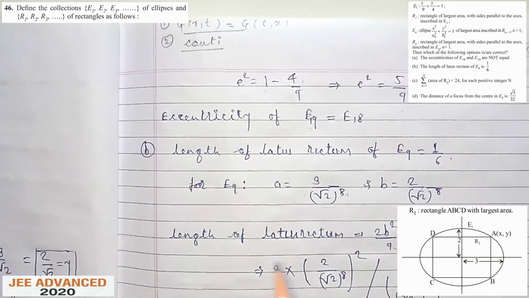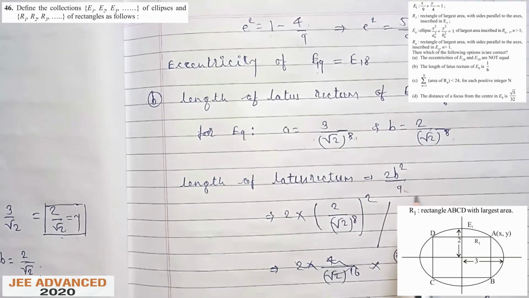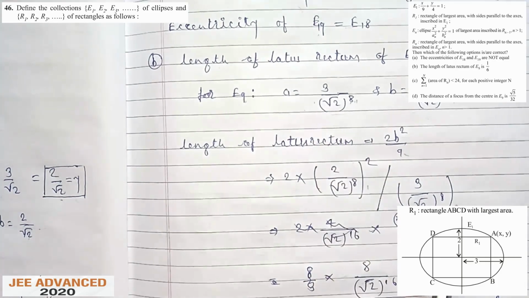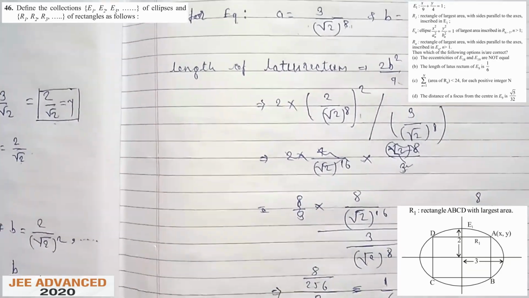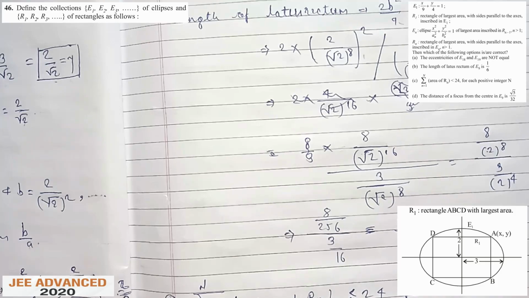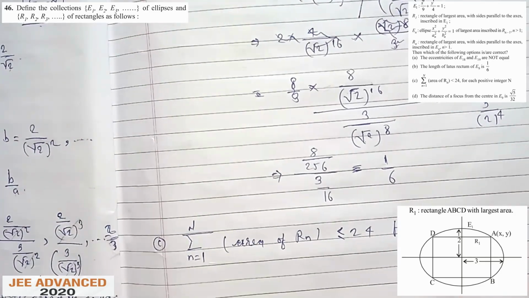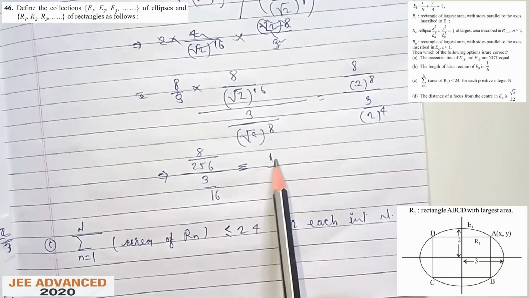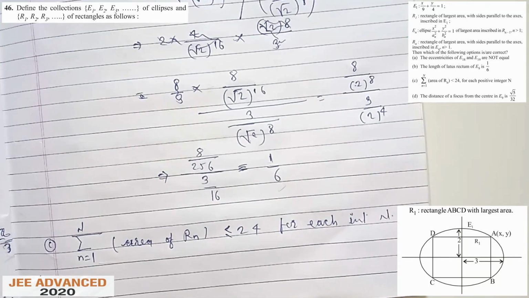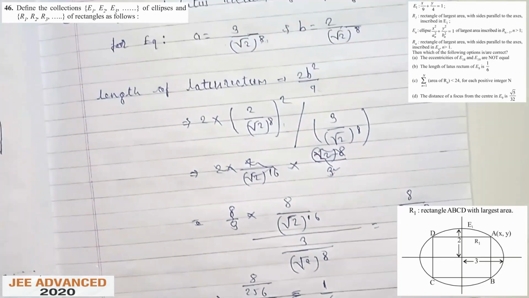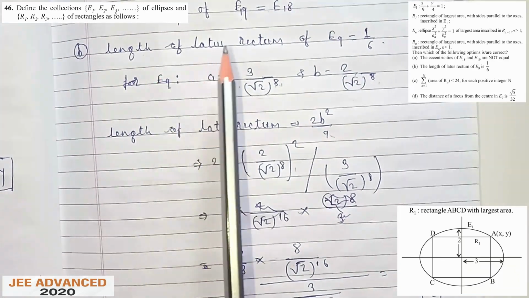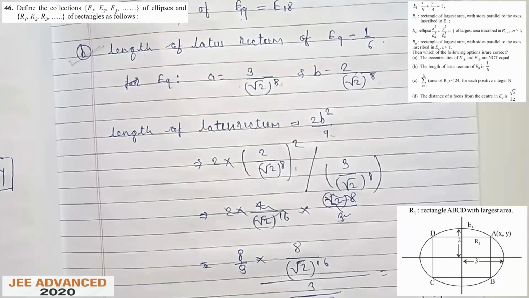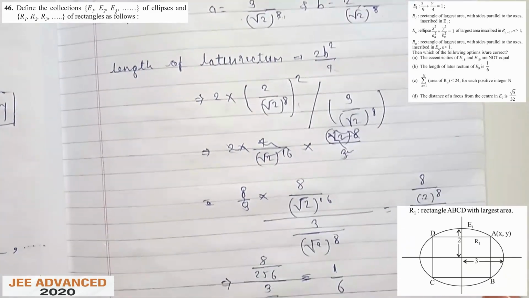The latus rectum is 2b square by a. So just put the values, 2 into b square divided by a. These are very easy calculations, so I'm not going to explain this one here. You may solve it on your own. After solving all these steps we land on 1 by 6, which is given in option B. Option B says the length of the latus rectum of the E9th ellipse is 1 by 6, which is correct.